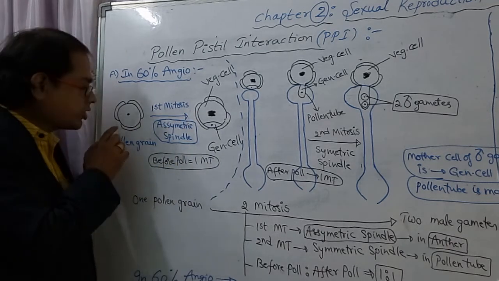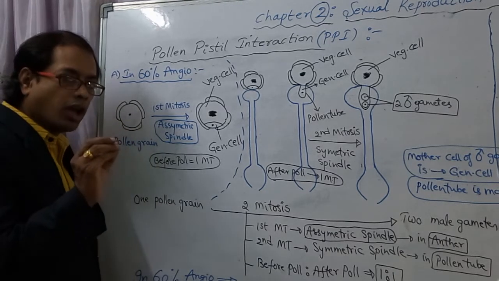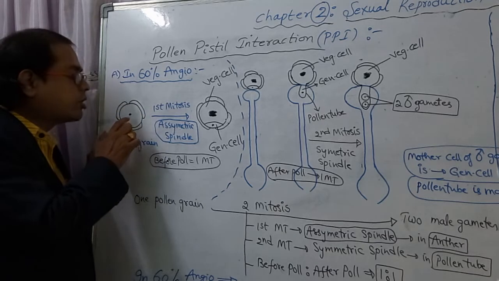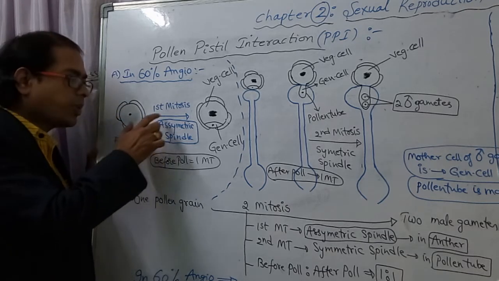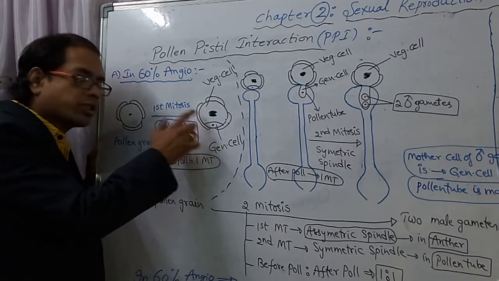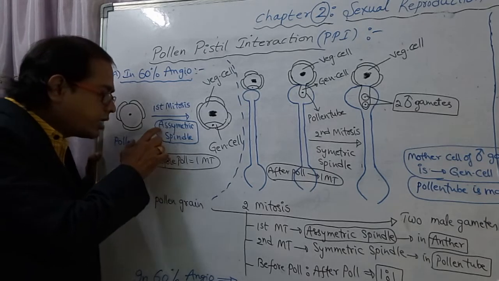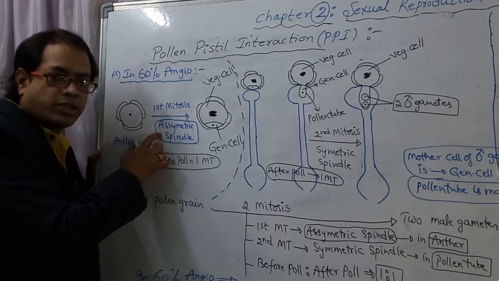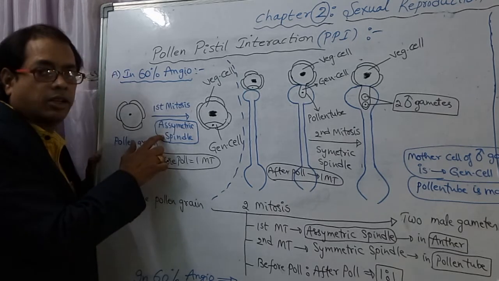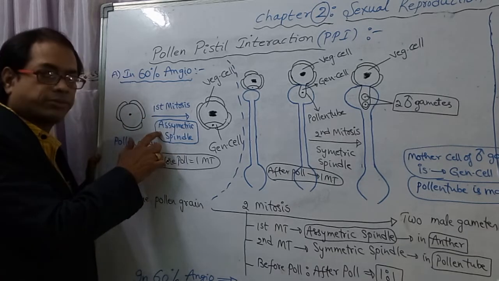See, this is the pollen grain. This pollen grain is covered by how many wall layers? Outer exine, inner intine. This pollen grain divides by mitosis and forms two unequal cells. Unequal cells means what type of division? It belongs to asymmetric. My dear students, try to remember, this is an asymmetric spindle. A protein type formation will occur in the first mitosis.